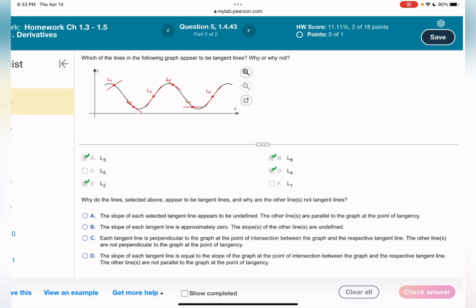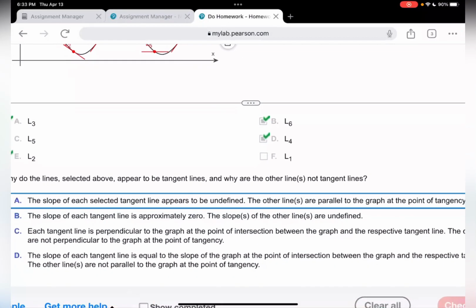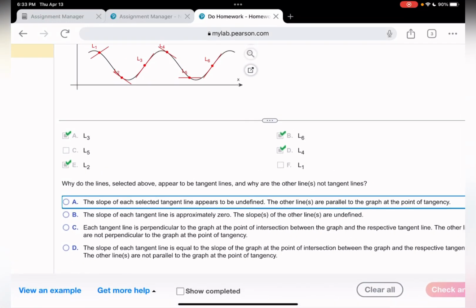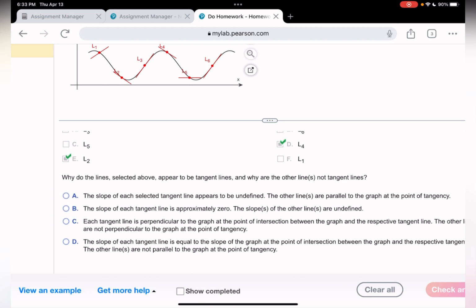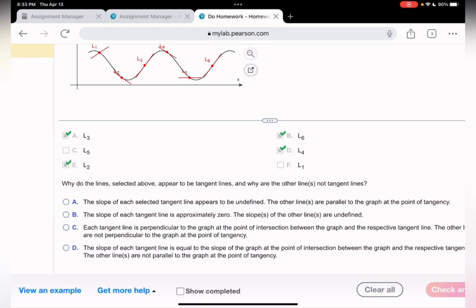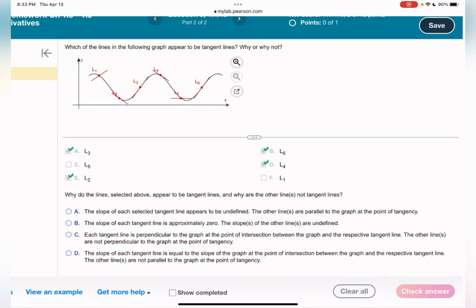Okay. So what do we need to find? Why do the lines selected above appear to be tangent lines, and why are the other lines not tangent lines? Because the slope of each tangent line, I already said, is equal to the slope of the graph at the point of intersection between the graph. I think which one is the answer? It's either E, C, or D. Let me see.